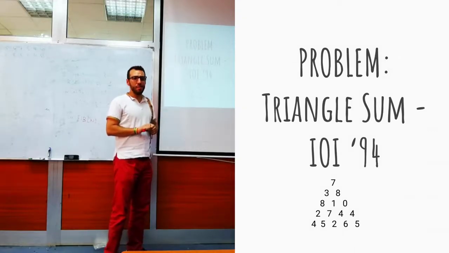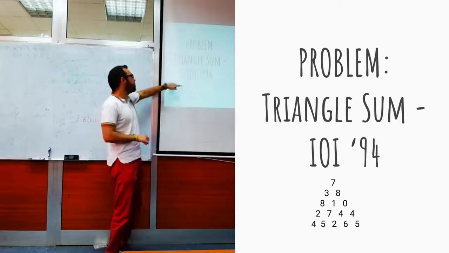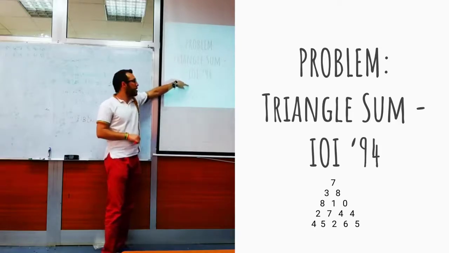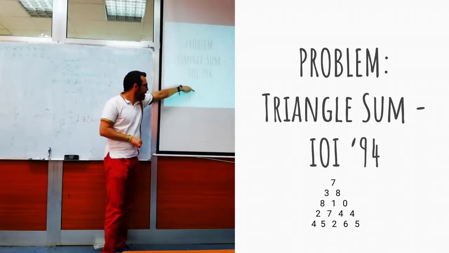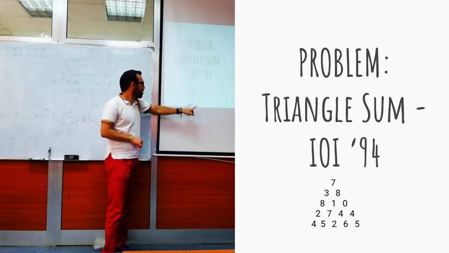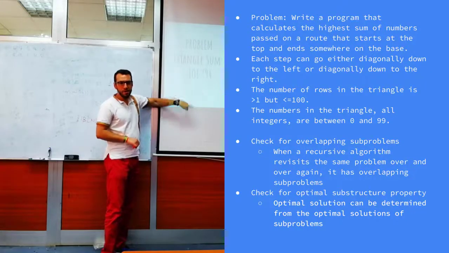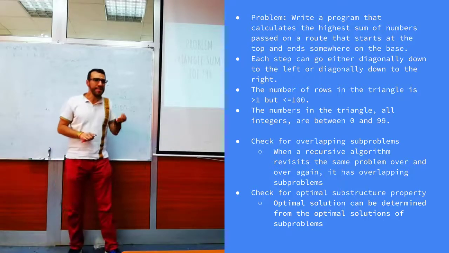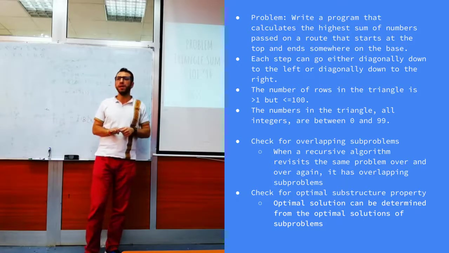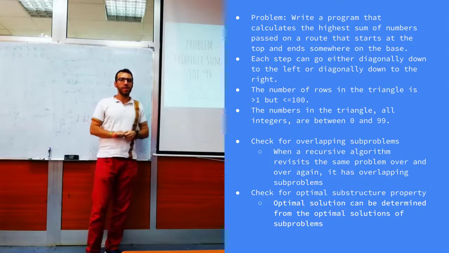And at each step, we can either go diagonally down to the left or diagonally down to the right. Meaning, if we start from 7, we can either go to 3 or 8. If we are at 1, we can either go to 7 or 4. If we are at 2, we can either go to 4 or 5. So is this clear how the problem is defined? And it is asking us to come up with the highest summation from a path that is valid with the given moves.